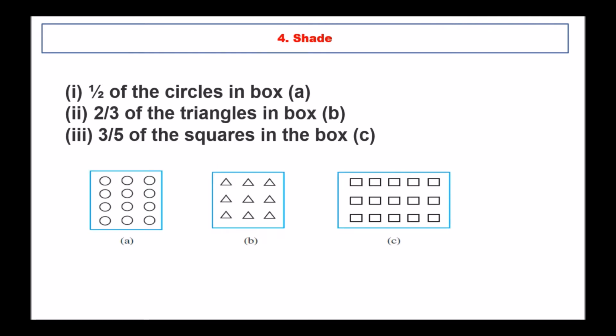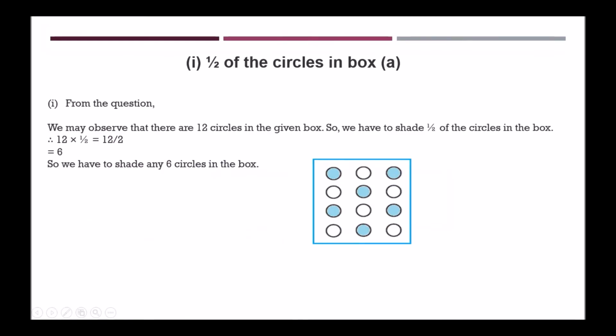Next, shade half of the circles in box A, 2 upon 3 of the triangles in box B, 3 upon 5 of the squares in box C. So let's shade them. From the question, we can observe that there are 12 circles in the given box. So we have to shade half of the circles in the box. That is 12 into half, that is 6. So we have to shade only 6 circles in the box. You can shade any 6 circles in the box.